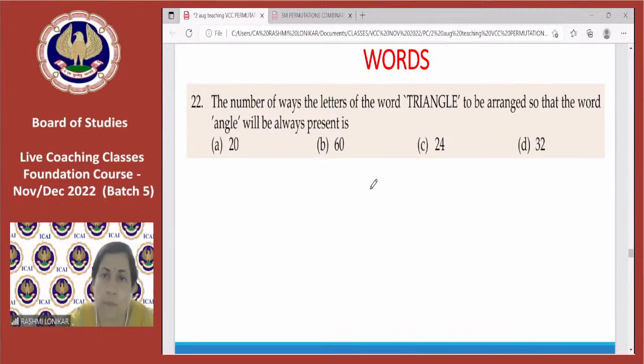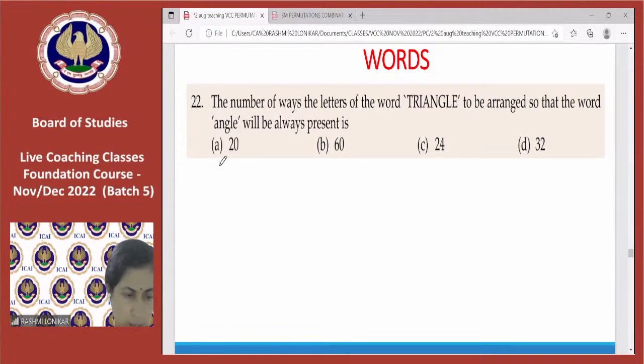Now we did the sum on vowels. There, what happened? We kept the vowels together. This sum is similar to that sum, but here they have taken part of the word and kept it together. So it is the same that way.